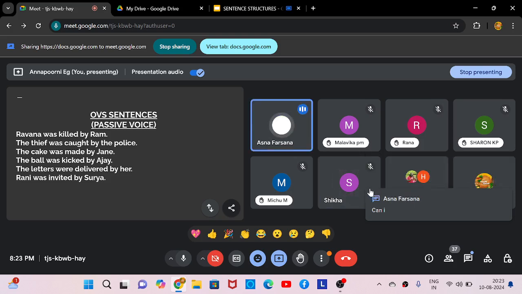The thief was caught by the police. The cake was made by Jane. The ball was kicked by Ajay. The letters were delivered by her. Rani was invited by Surya.